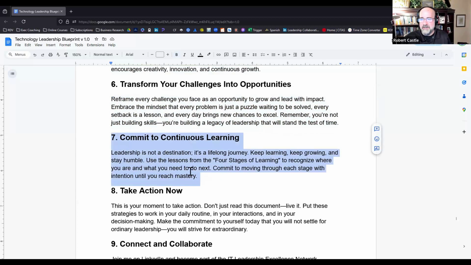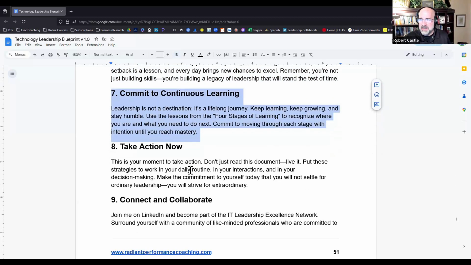Commit to continuous learning. Leadership is not a destination, it's a lifelong journey. Keep learning, keep growing, and stay humble. Use the lessons from the 4 stages of learning to recognize where you are and what you need to do next. Commit to moving through each stage with intention until you reach mastery.